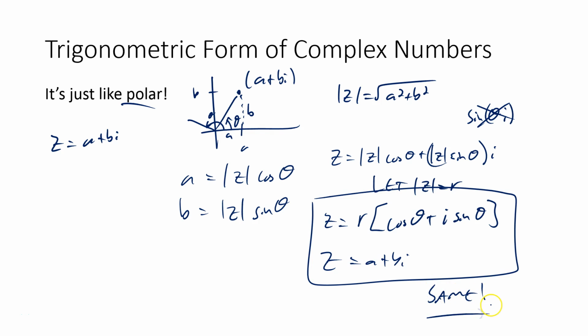Same exact thing. You can write it in, this is called trig form. It looks a lot like polar. Or you can write it in, this is called standard form. Okay, so trig form has the cosine and the sine. Really all we're doing is we're saying we know the angle, we're extending it out the distance r.